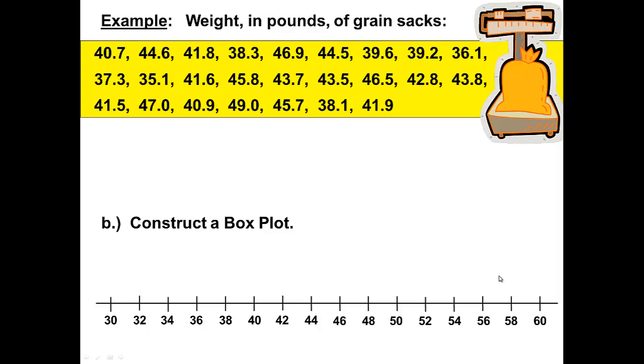Part B asks us to construct a box plot. Mrs. Borlaug has kindly drawn a scale for us to use. If you are making a box plot on your own, you will need to make your own scale. Our minimum is 35.1 and our max is 49. So a scale that goes from 30 to 60 works great.